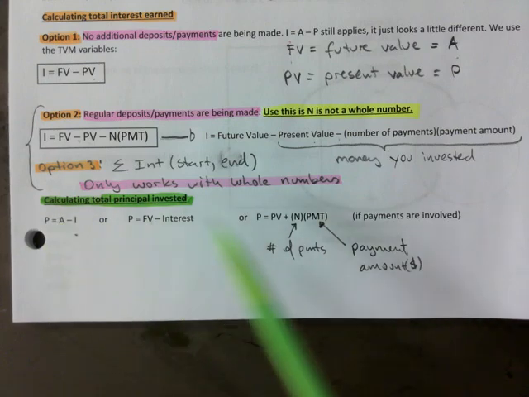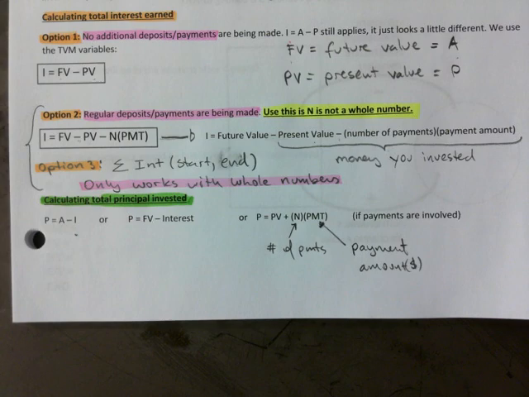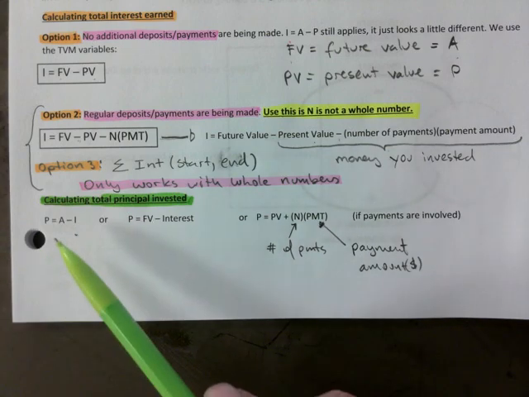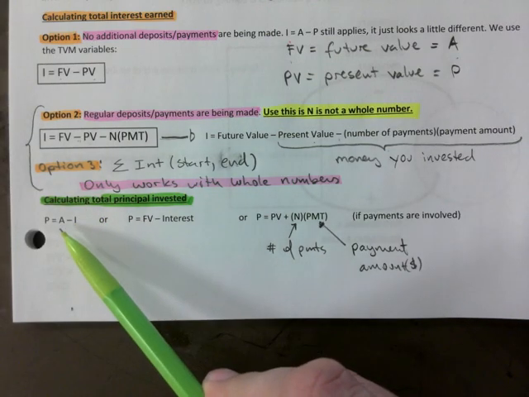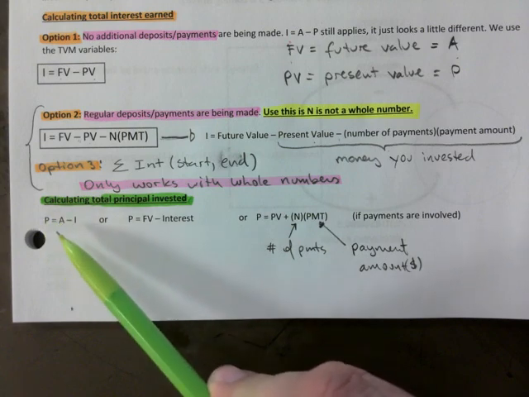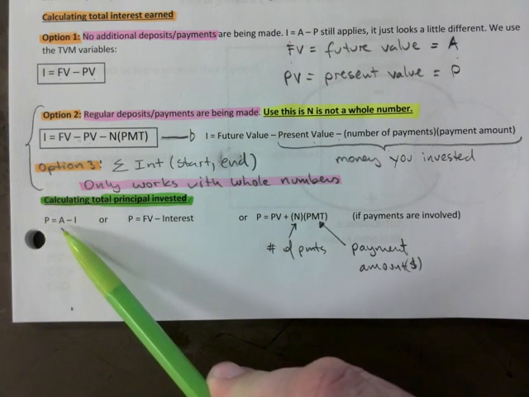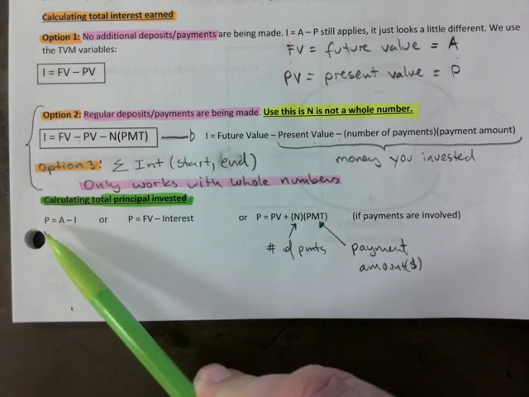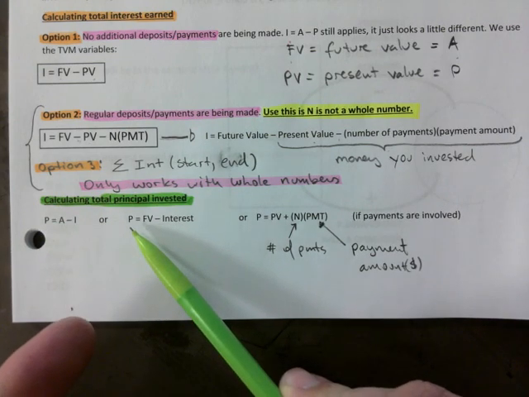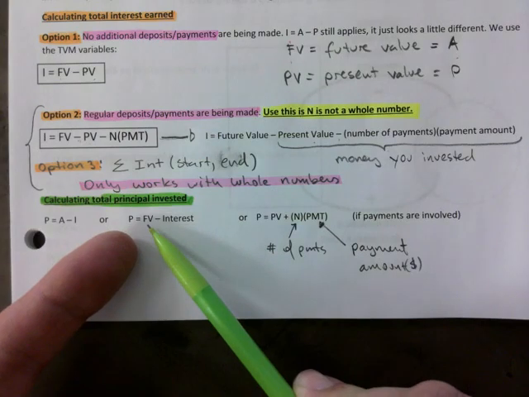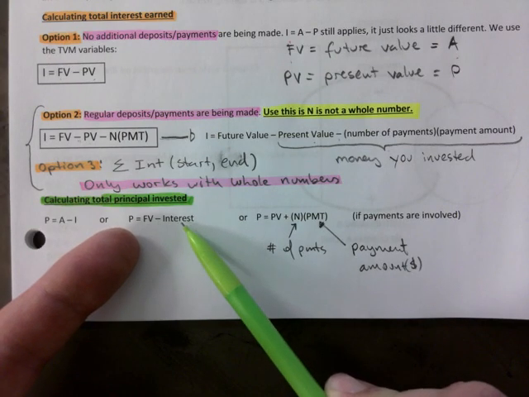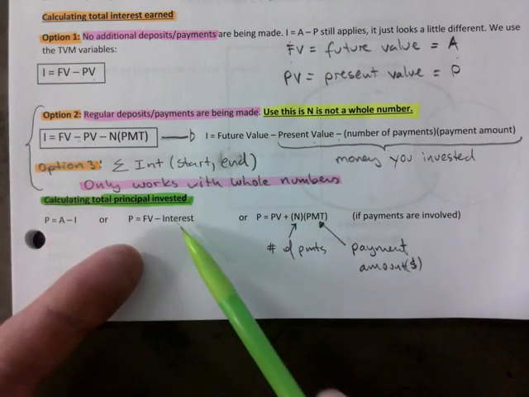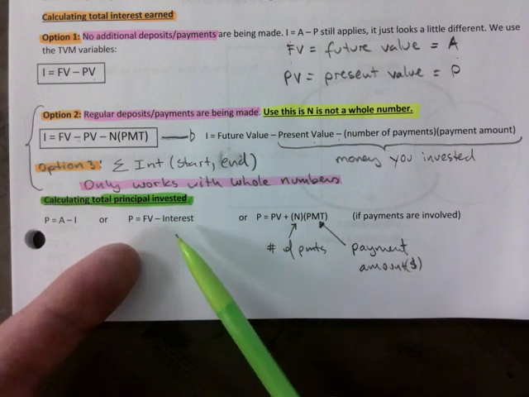So all of these scenarios essentially tell you how much money you invested. This is probably the most common one: how much did you have at the end of the day, and how much interest did you earn? Subtract those, and that's how much money you've put in. If you want to know the principal, you take your future value and take away the interest. These are exactly the same; this is just using TVM solver terminology.